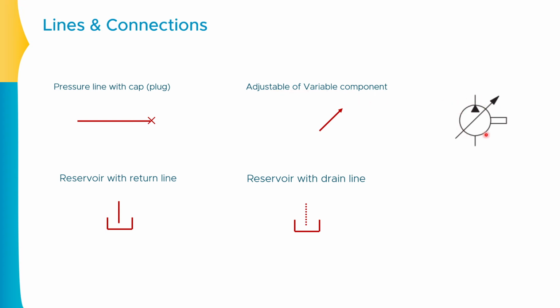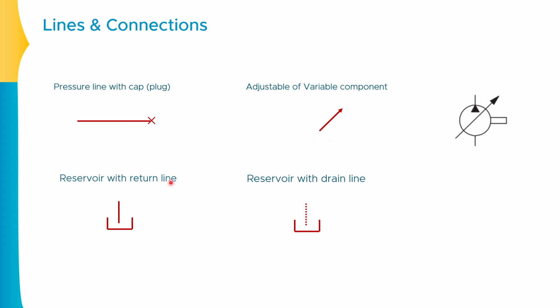Like this is the symbol of the pump, as we understood in the previous slides. Now on this symbol, I have a 45 degree straight arrow. That says that this pump is the variable flow pump, which is also known as the variable displacement pump. If this arrow is not available, that pump will be known as the fixed displacement pump. Clear? So this arrow represents the variable or adjustable component.